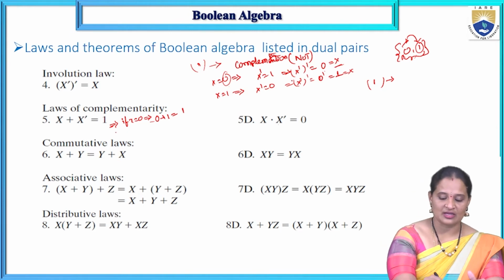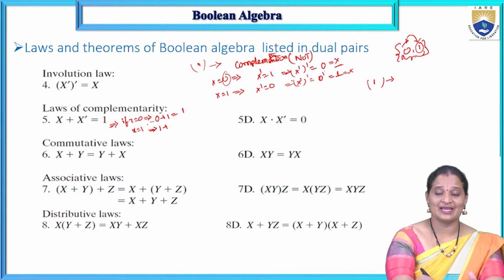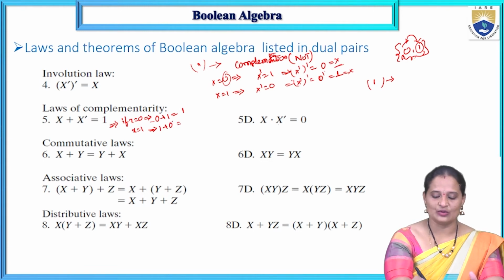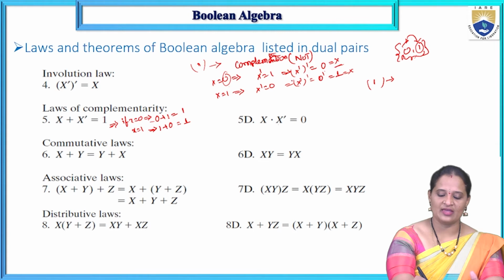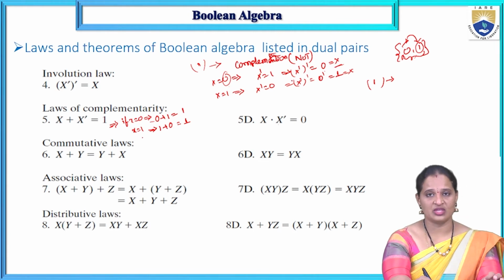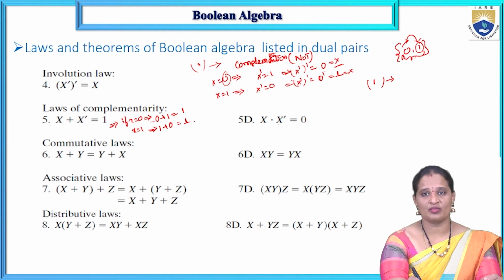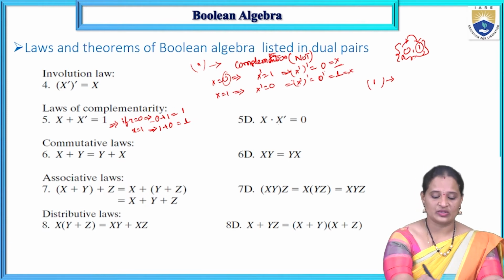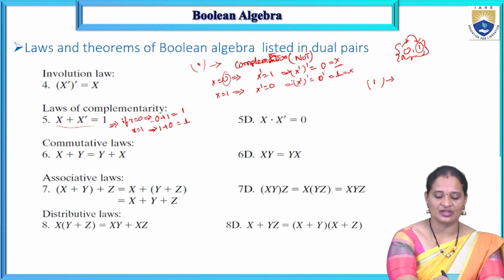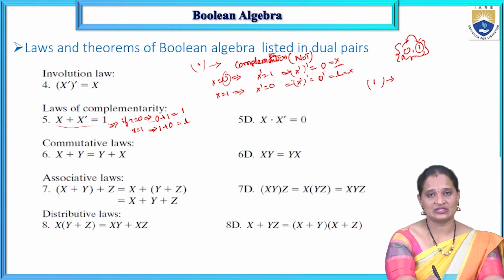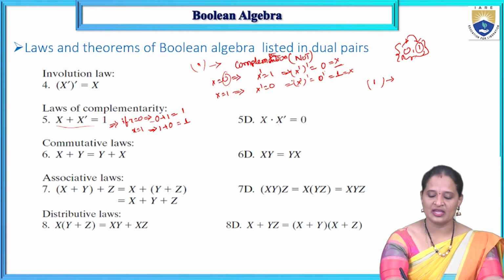Right? Next, if x is 1, then what happens? 1 plus 1 complement, which is 0. So again it is 1. So in both the cases, whether x is 0 or 1, the value of x plus x complement is becoming equal to 1. So that is why in general I can write x plus x complement as 1. And similarly, x dot x complement is 0.